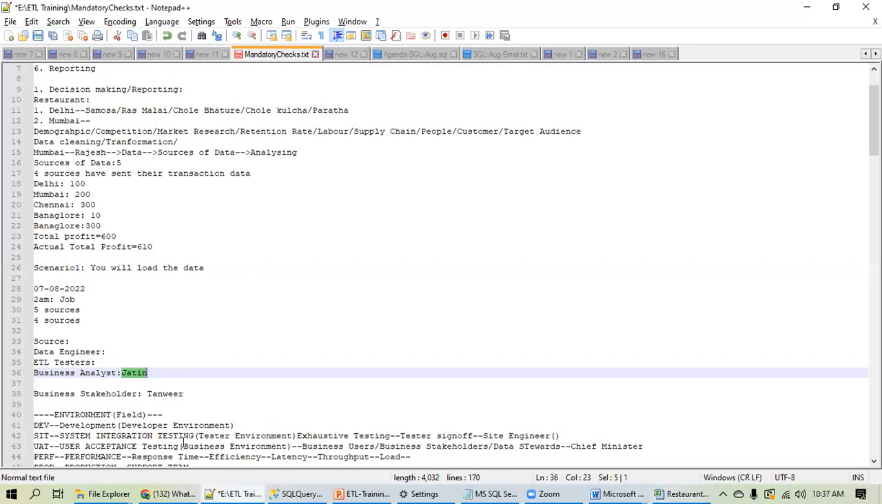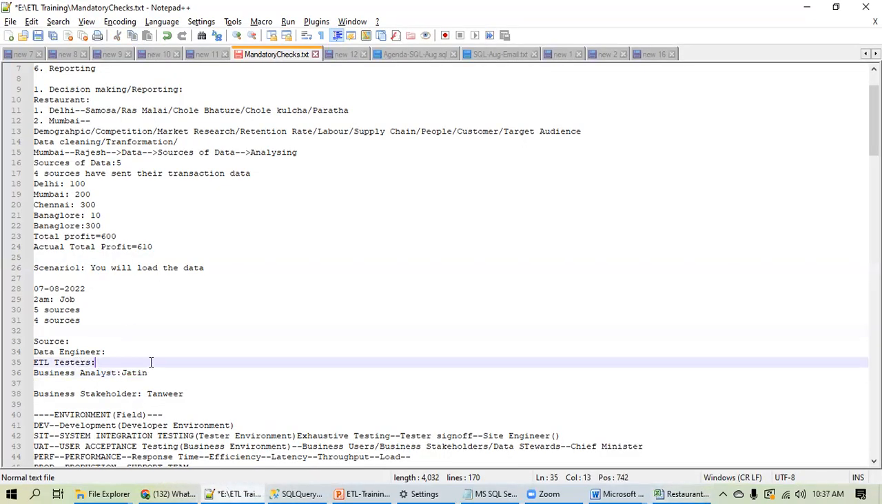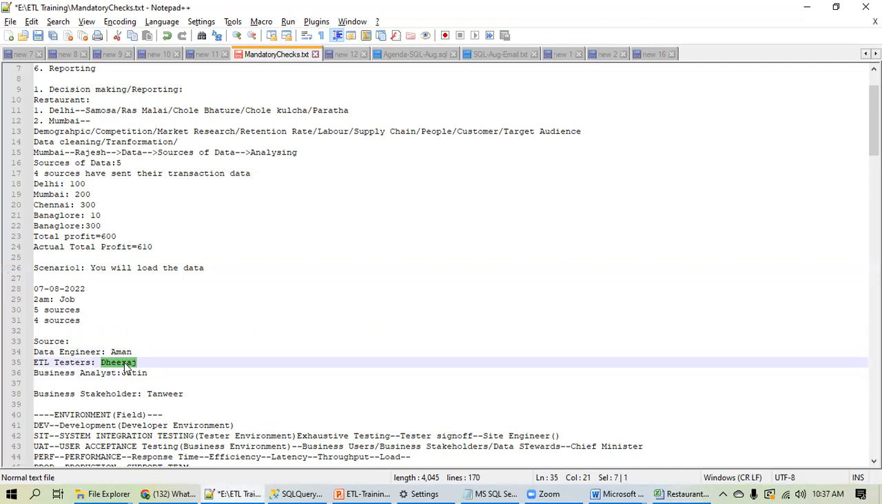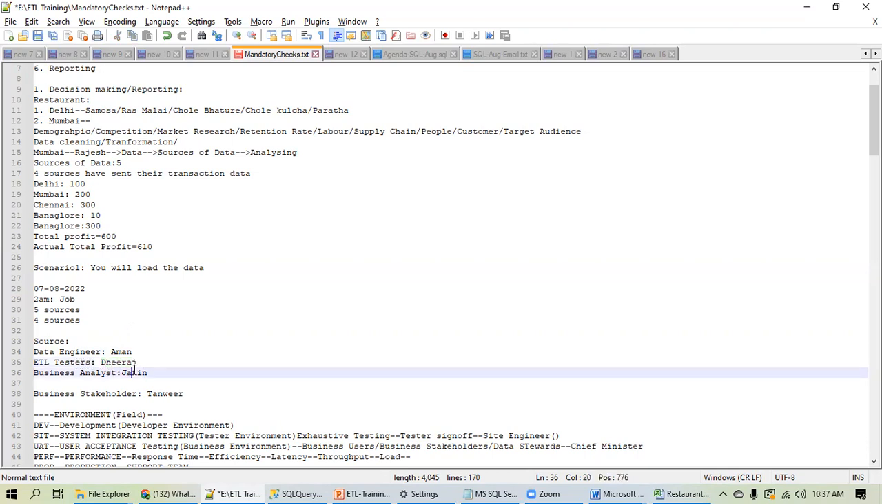Now, suppose on that particular day Dheeraj is the ETL tester, and the data engineer is Aman. Jatin dropped an email to Dheeraj: please find the reason why this number is not correct. Now, suppose Dheeraj is on leave that day. Then what will Jatin do? He will connect with Aman. Now, suppose Aman is busy in a production issue. Then what will Jatin do?